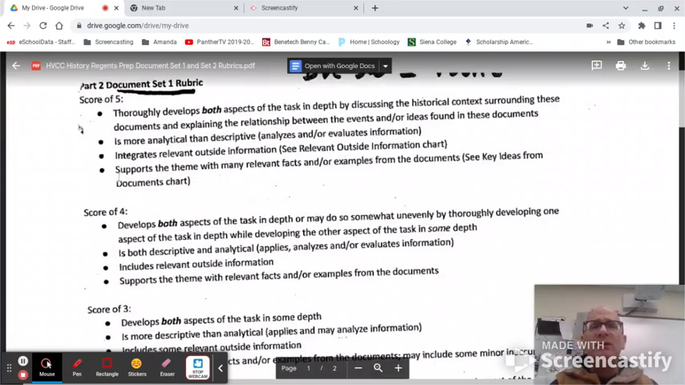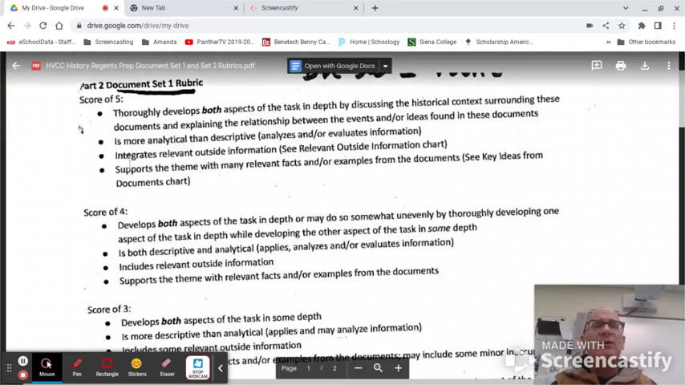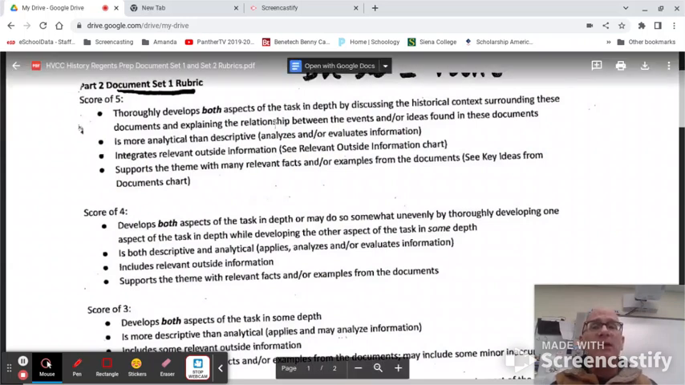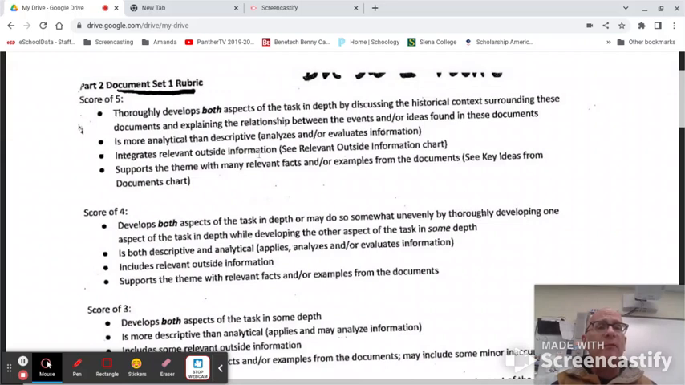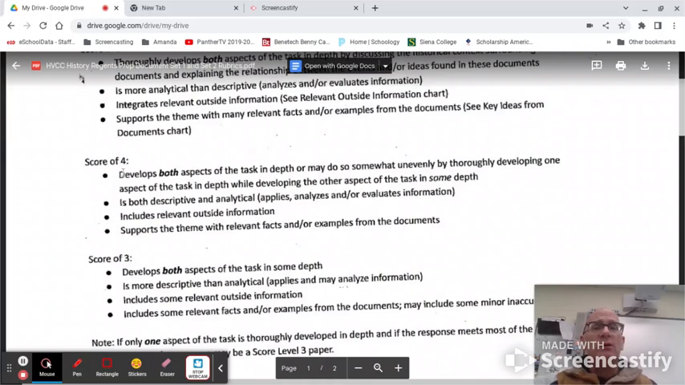And finally, make sure that your answer supports the theme with multiple relevant facts and or examples from the documents. Keyword there, multiple. If you do all those, you'll get a 5. Scrolling down, this would be a 4, and you can see what's missing here.